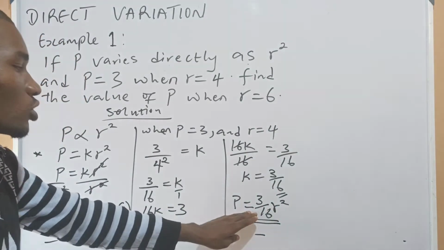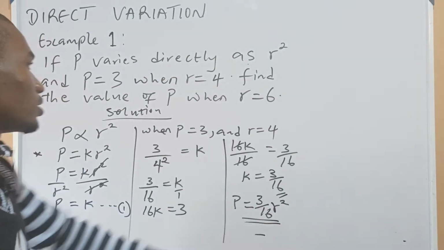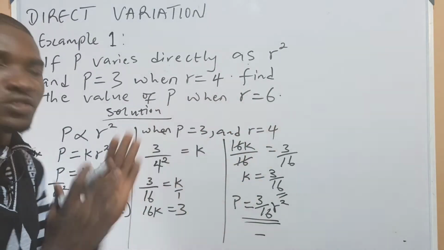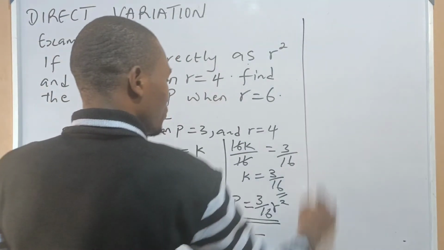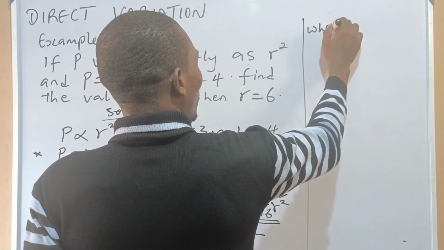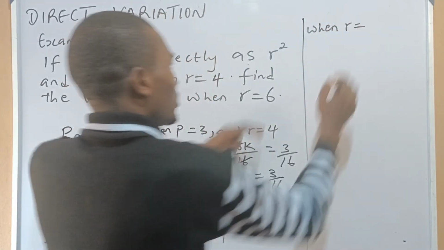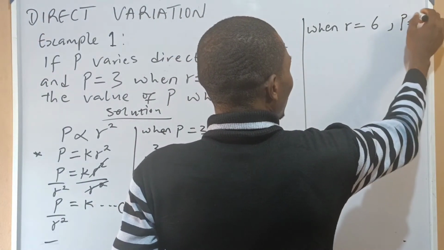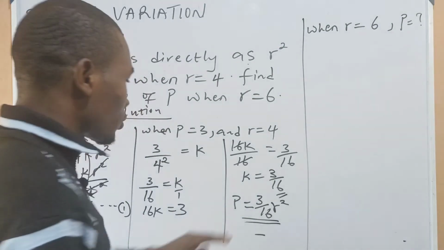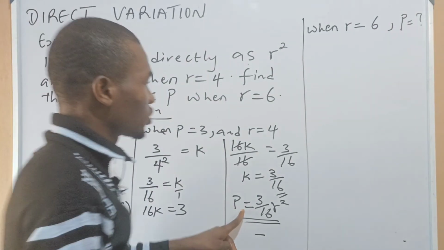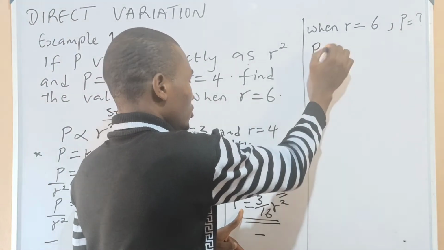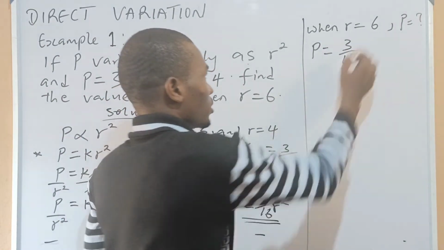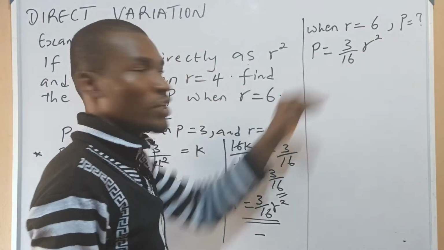Then, having known the equation of relationship between P and R, we can now find the value of P when R is equal to 6, such that we now say when R is equal to 6, then we are asked to find P. So what is P? We don't know what P is, so we put a question mark. We first of all list the equation of relationship, which says P is equal to 3 over 16, then R squared. This is basically our equation of relationship.